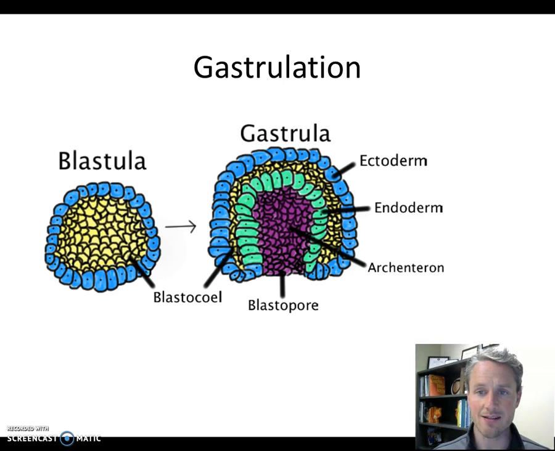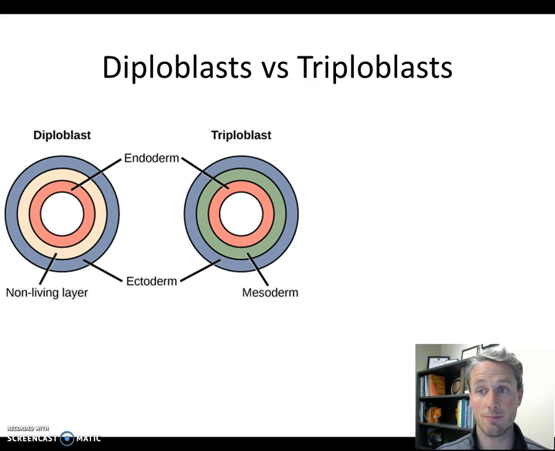Again, this process is going to lead to those traits of being either diploblastic or triploblastic, and then either being a protostome or a deuterostome. So let's start with those first traits. Diploblastic versus triploblastic.